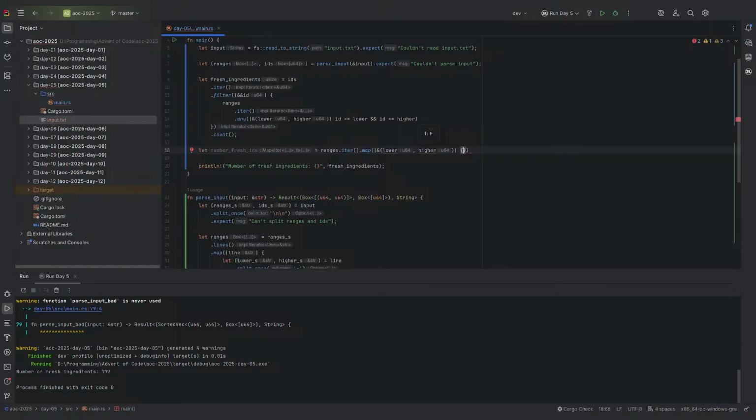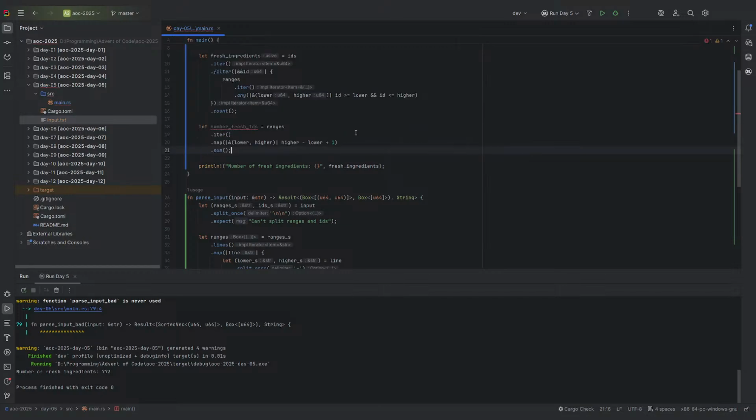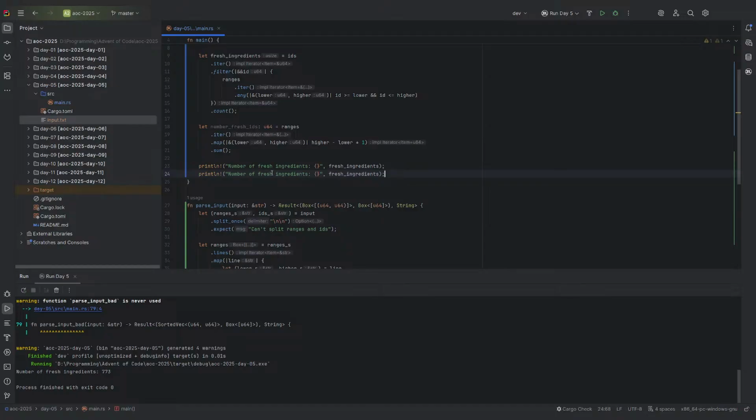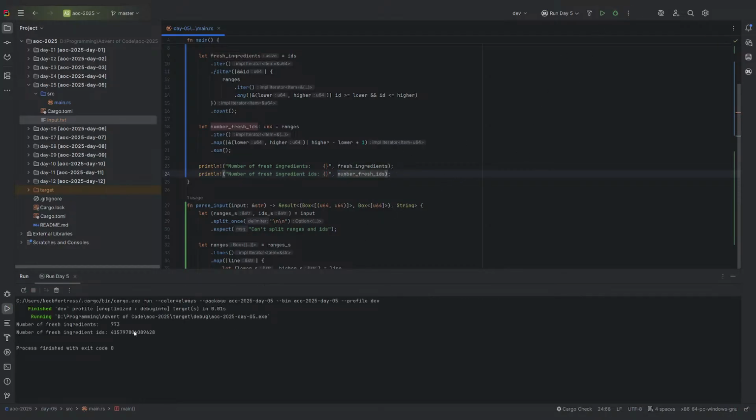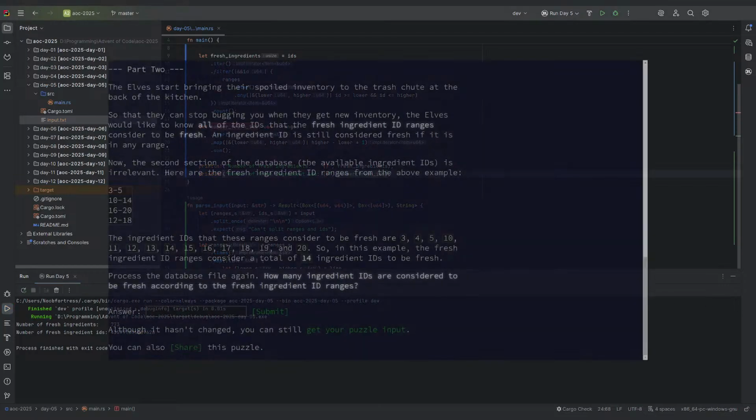The number is just going to be higher minus lower plus 1. And then I can just sum that. Hopefully U64 is big enough, because it might actually not be. Like, I'm not joking, this might not be big enough. Does this work? It fits. It's a big number, but that is to be expected.